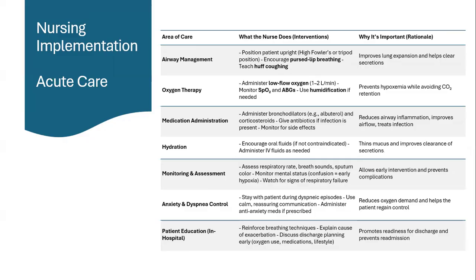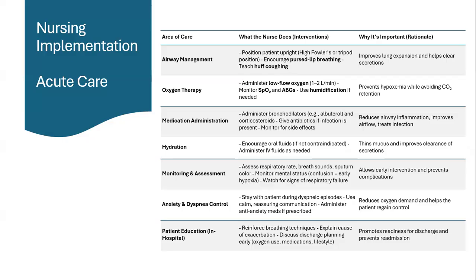The first priority, of course, is the airway management. You need to make sure that the patient has good airway management by positioning the patient upright or high Fowler, encouraging the patient to do pursed lip breathing, and also teaching huff coughing. It's really important to improve lung expansion and help clear secretions.